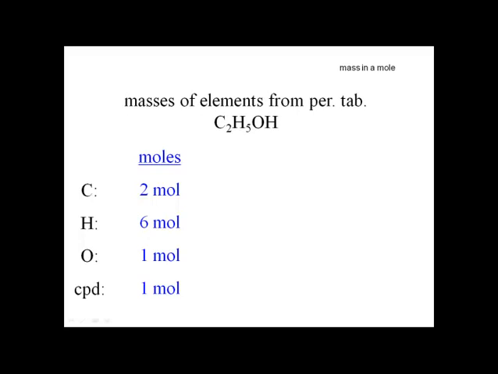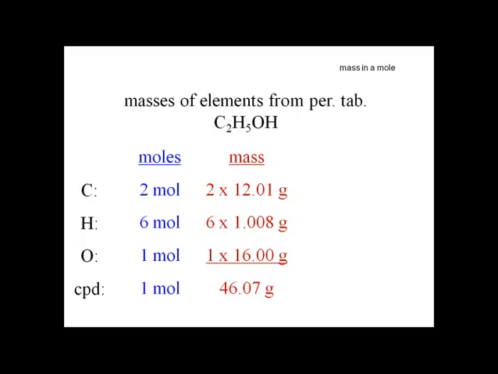The molar masses of the elements are found on the periodic table. The molar mass of carbon is 12.01, so the mass of carbon in ethanol is 2 times that amount, or 24.02 grams. It is 2 times that amount because there are 2 moles of carbon in a mole of ethanol. The mass of hydrogen is 6 times the molar mass from the periodic table, or 6.048 grams. The mass of oxygen is 1 times the molar mass from the periodic table, or 16.00 grams. If we add these 3 masses up, we find the molar mass of ethanol, which is 46.07 grams per 1 mole.